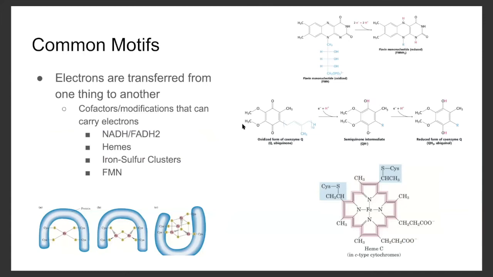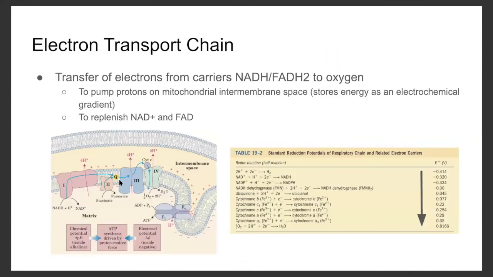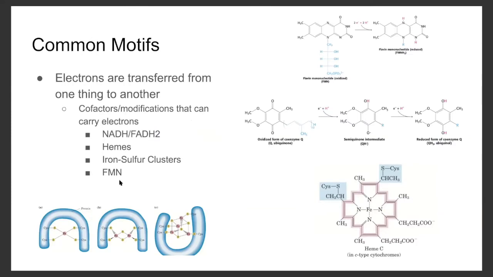So one thing to note before we start talking about these proteins is that they share one thing in common. They have what's called electron carriers inside. Basically, an electron carrier is something that has a form that doesn't carry electrons. Then it can take electrons and become reduced, and then it can pass on those electrons to another protein in the pathway.